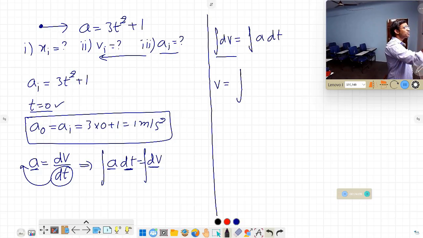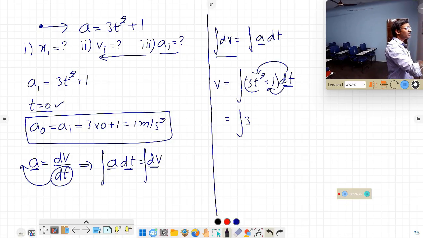Now in this case, what is the right hand side? Right hand side is a dt. What is the acceleration equation given? That is 3t square plus 1 into dt they given. So now integral, apply this dt to both the terms, the first term and second term, both you apply, that becomes 3t square into dt plus 1 into dt, integral you will get.